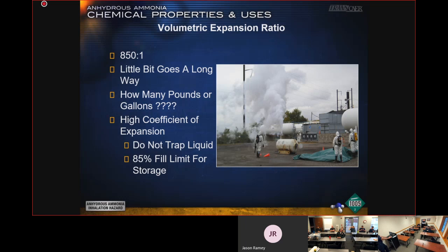How many pounds or gallons are in it? Again, you're going to get that information generally from the driver. If they're bringing it, they can tell you whether it's already been used. Is it a new tank that was heading to the field? What's the situation on that container?